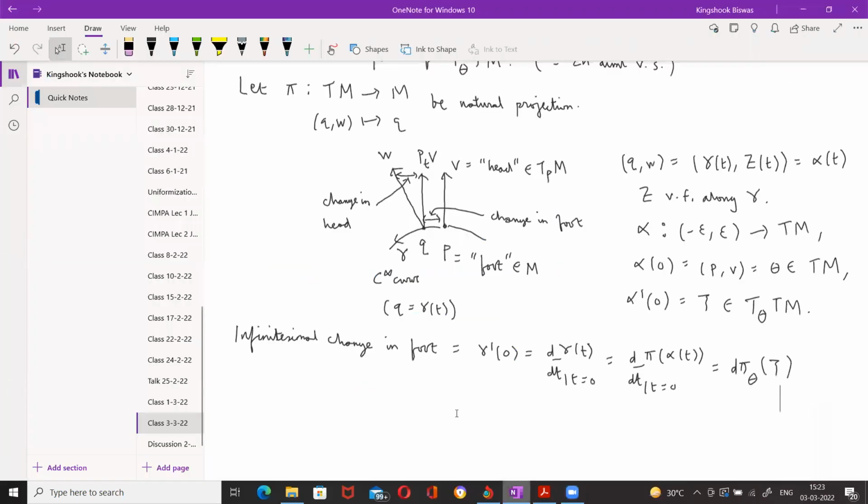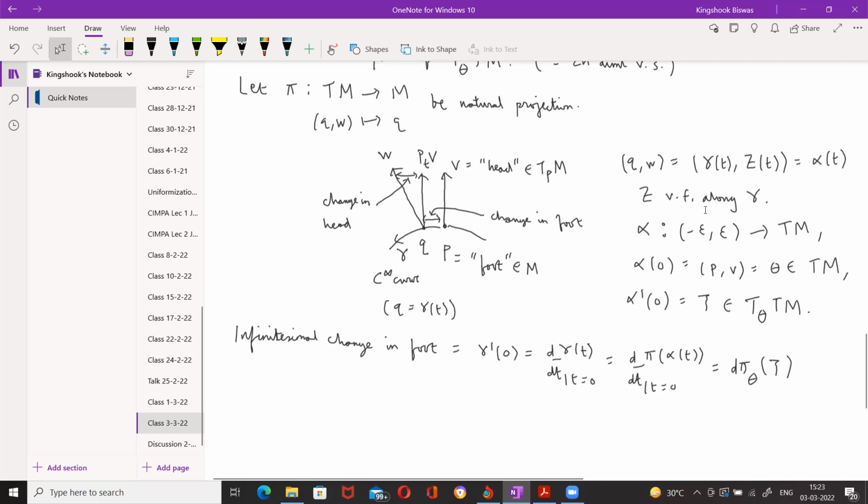So, right. So we're talking about the tangent space to the tangent bundle. We've taken a point pv, we're calling that theta, which is an element of the tangent bundle. And then we're looking at a curve alpha, which is passing through the point pv at time 0. And so the curve alpha of t will be given by what? It will be given by a curve gamma in the base M together with a vector field along the curve gamma, right?